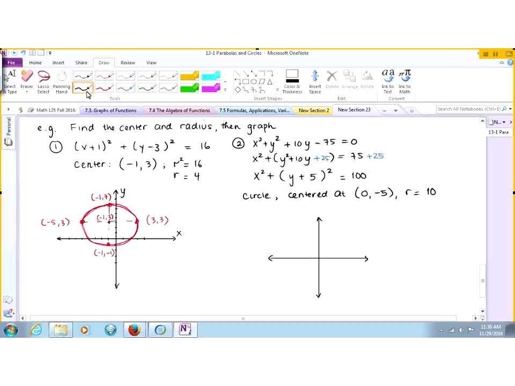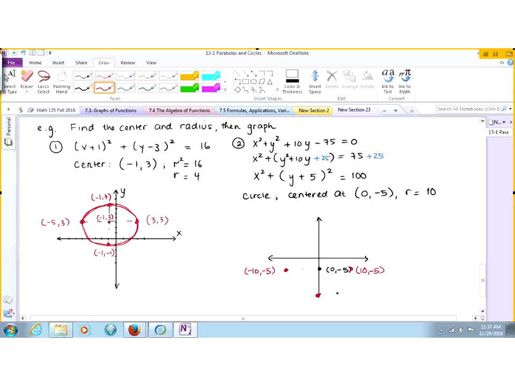Okay. So let's just write down these 4 points. Let's say this is 0, comma, negative 5. That is your center. Now, what would you do to draw the circle? How many units do you go up, down, left, right? 10. So left 10. This will give us negative 10, comma, negative 5. Right 10 gives 10, negative 5.